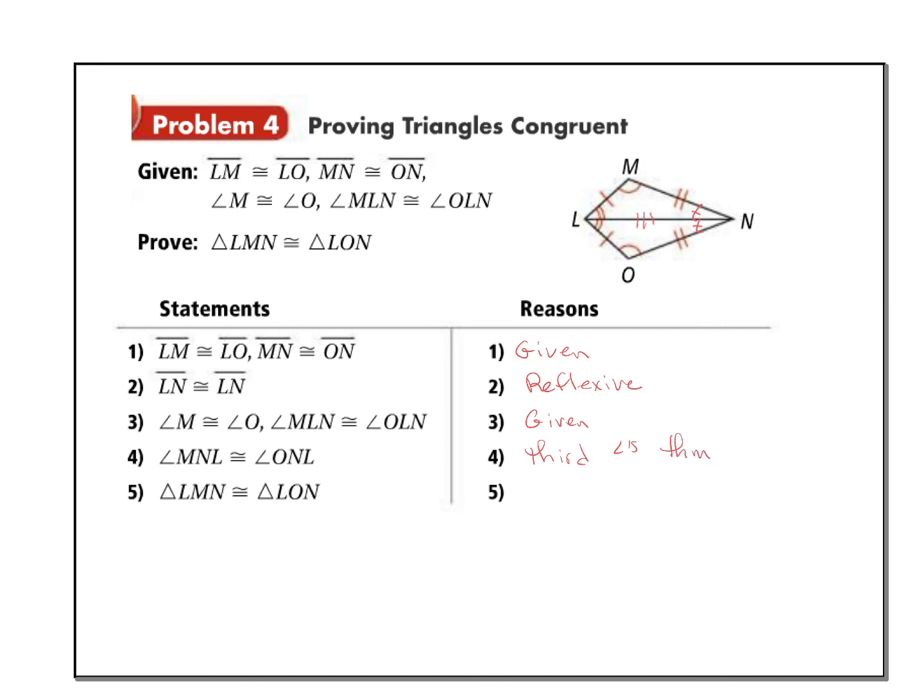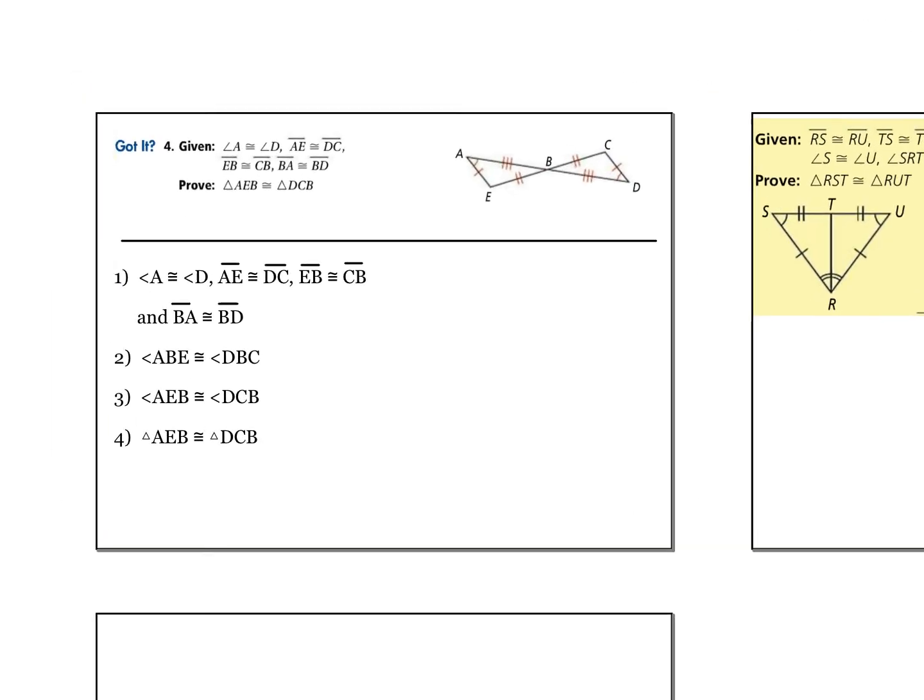Third angles theorem. Now that we've established all corresponding angles congruent, all corresponding sides congruent, we can state that the 2 triangles are congruent since all corresponding parts, bad writing, are congruent. All corresponding parts are congruent. Go to the next proof, work on that with your group, and then we'll go over it.